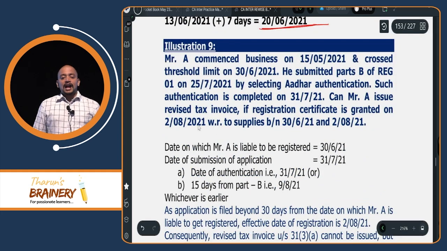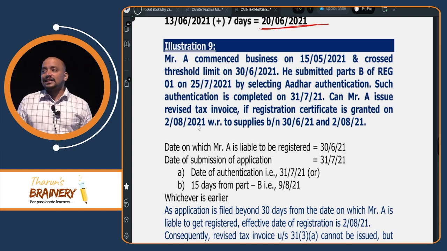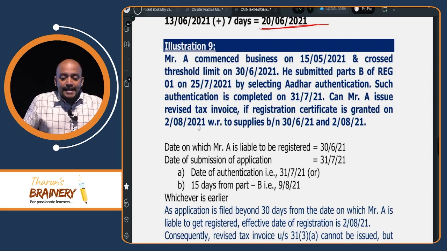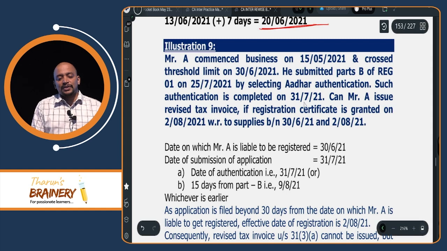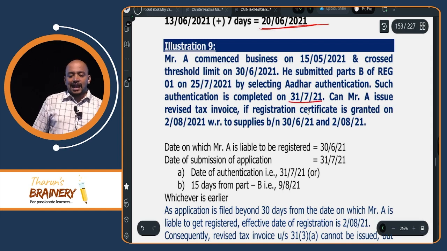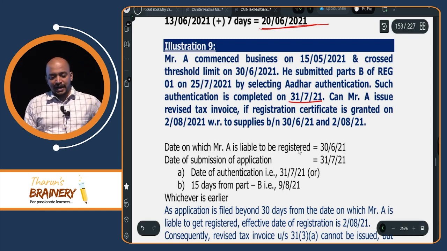Mr. A commenced business on 15/5/2021 and crossed the threshold limit on 30/6/2021. He submitted Part B of REG-1 on 25/7 by selecting Aadhaar authentication and that authentication is completed on 31/7. Can Mr. A issue a revised tax invoice if the registration certificate is granted on 2/8/2021?